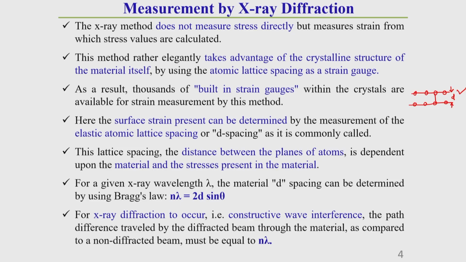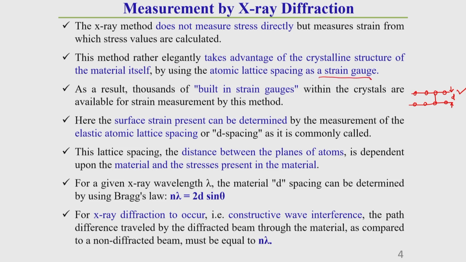Then also I should tell, first of all we have to determine this D spacing in a sample where there is no residual stress. After that we have to determine this D spacing in a sample where there is residual stress. So, from the comparison of these two, we can easily predict the value of residual stress available in that specimen. Here one thing you should keep in mind, this atomic lattice spacing generally acts as a strain gauge.